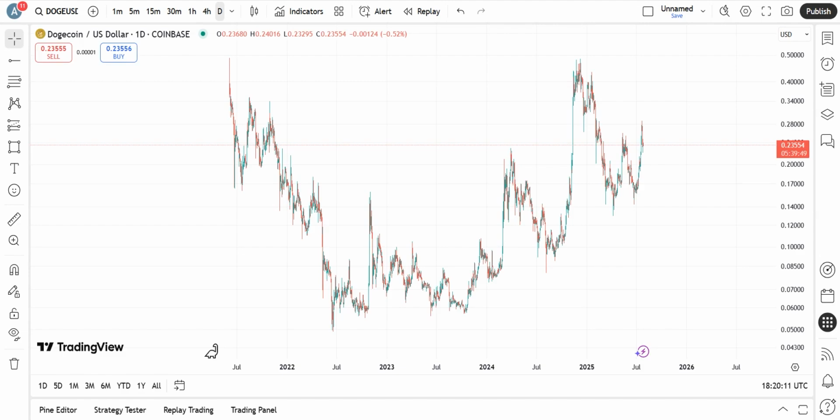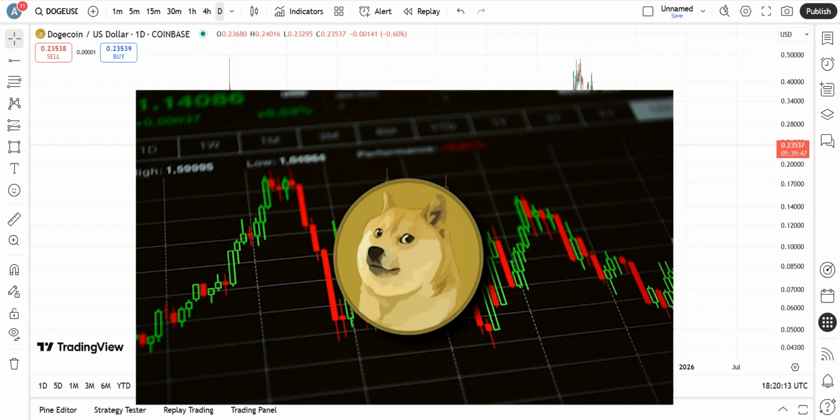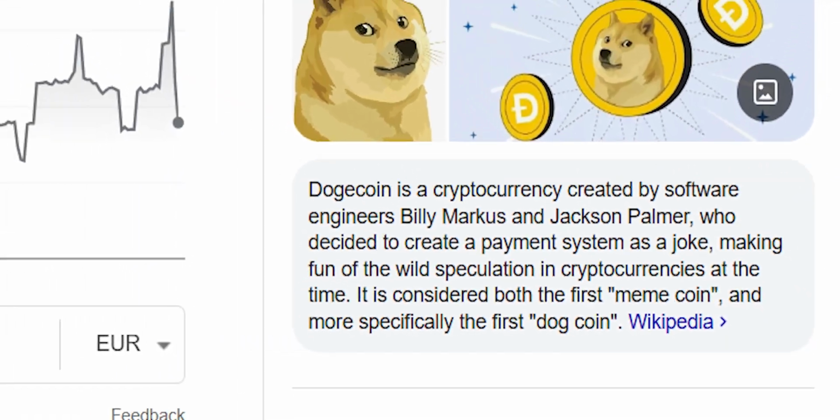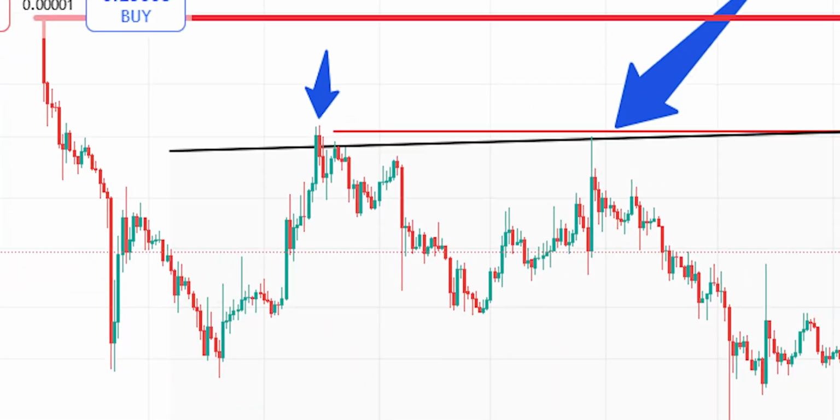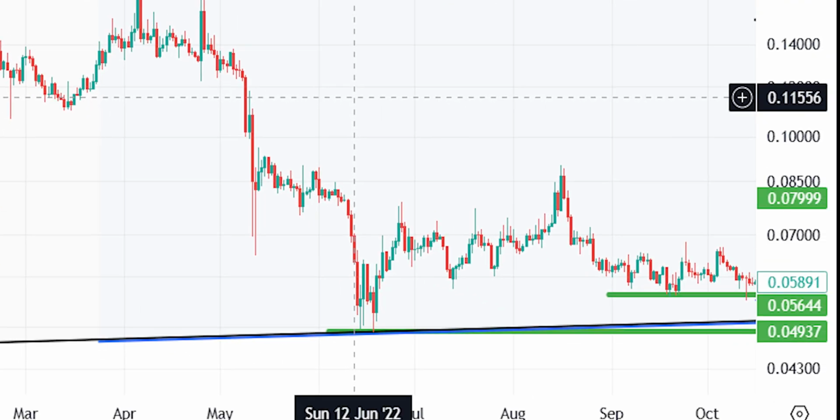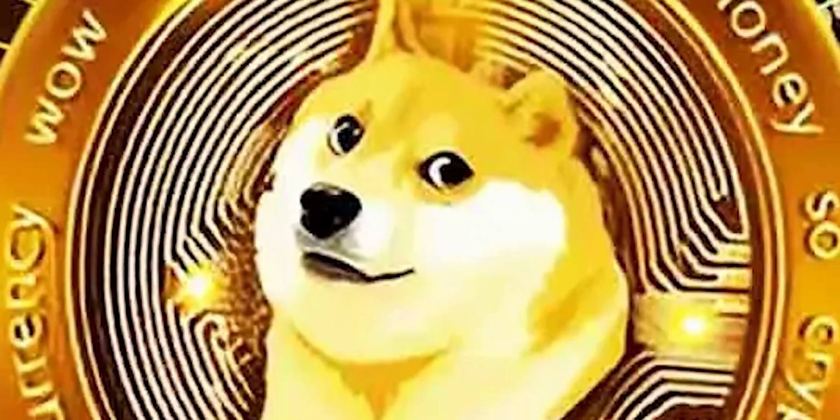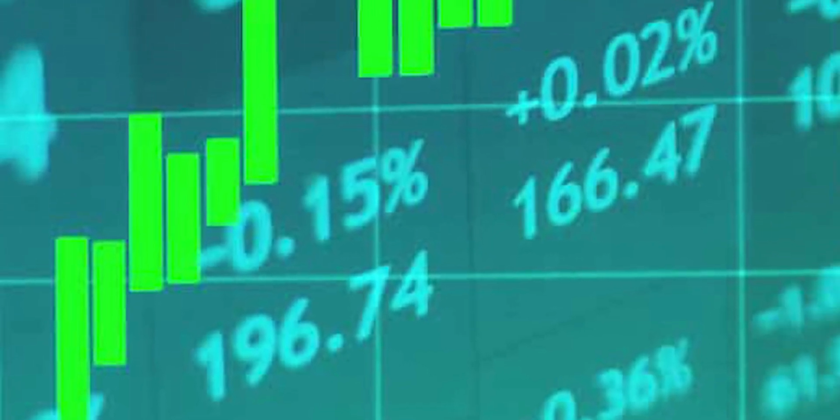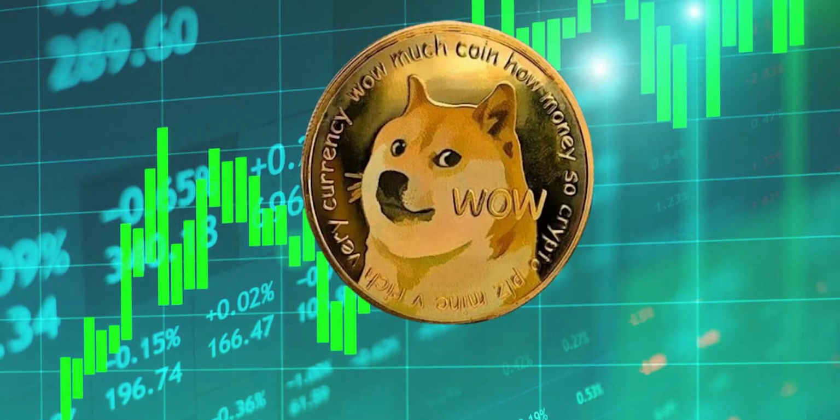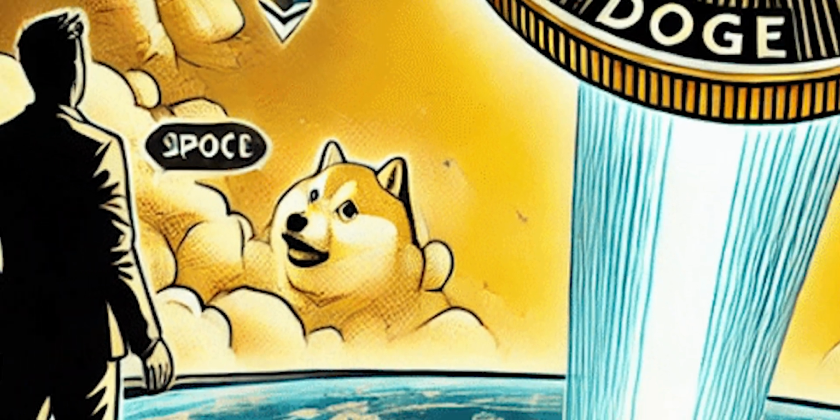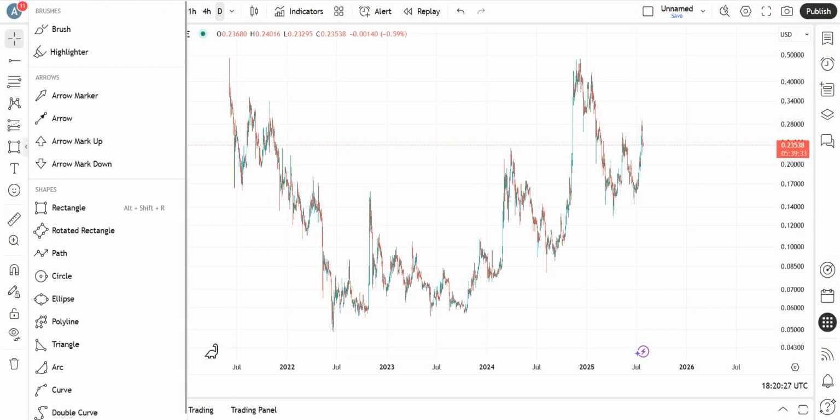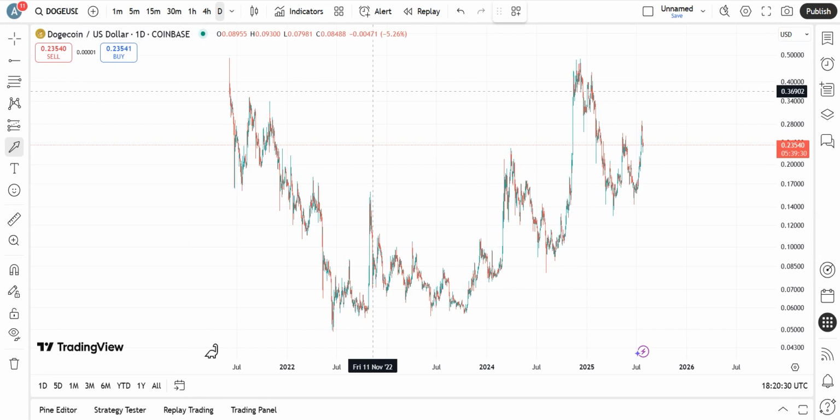Today, we'll practice analyzing DOGEcoin. Alright, just like every time, we will mark the pivots.